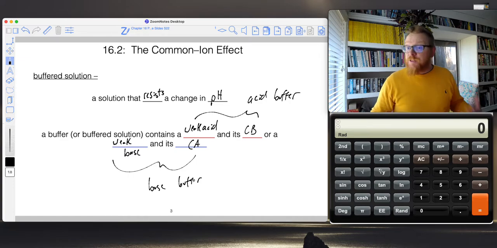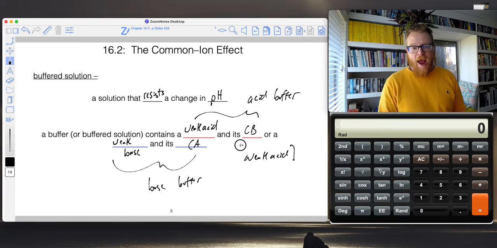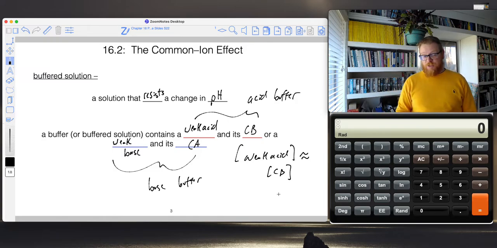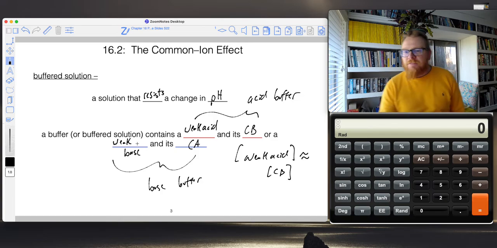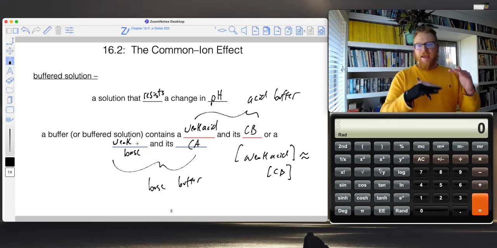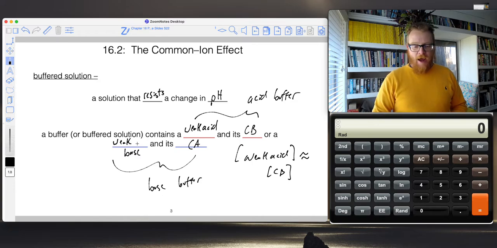Okay. And a buffered solution is one that contains a weak acid and its conjugate base, or a weak base and its conjugate acid. And it must contain both of these things in appreciable amounts. And for something to be a really effective buffer, we typically want the weak acid concentration, in brackets, to be roughly equal to its conjugate base concentration and vice versa. They don't have to be identical, but we want them to be on the same par for the buffering trick to work.